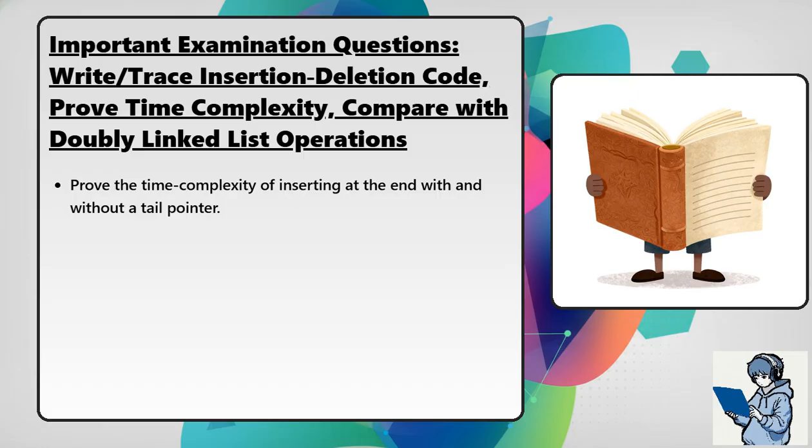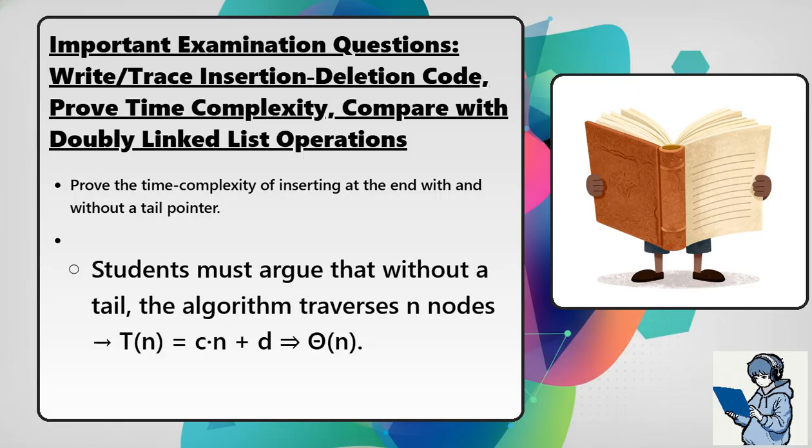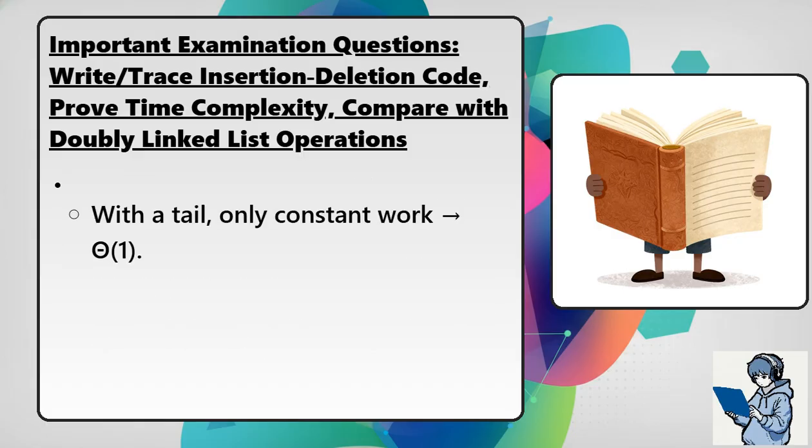Prove the time complexity of inserting at the end with and without a tail pointer. Students must argue that without a tail the algorithm traverses n nodes. T of n equals C times n plus D, which implies theta of n. With a tail, only constant work, which implies theta of 1.